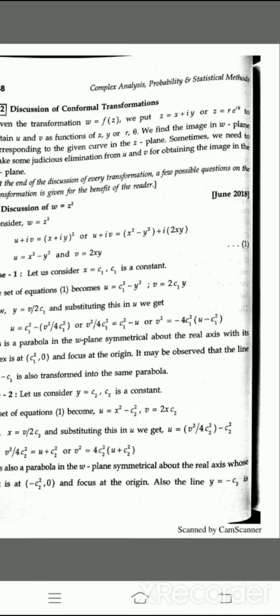Next, discussion of conformal transformations. Given the transformation w is equal to f of z, we put z is equal to x plus iy or z is equal to r into e raised to i theta. So we obtain u and v as functions of x and y or r and theta. We have to calculate the image in the w plane corresponding to the given curve in the z plane.